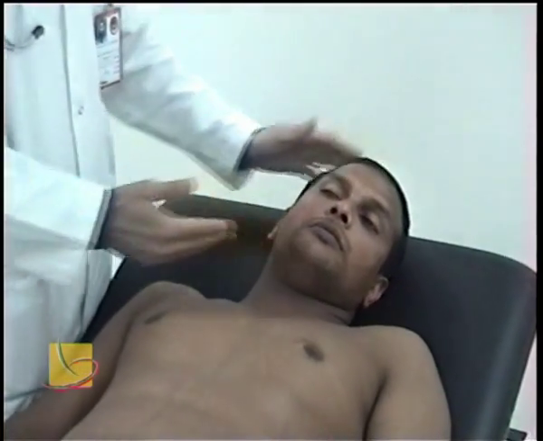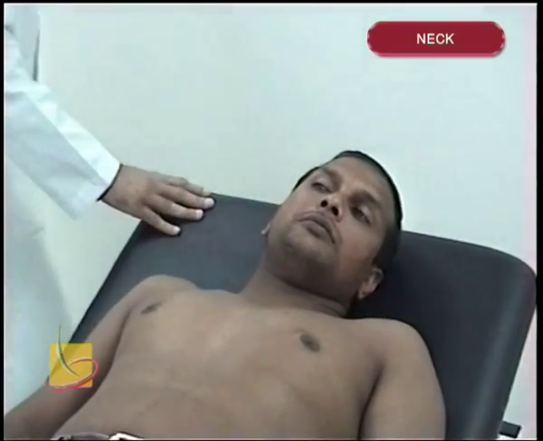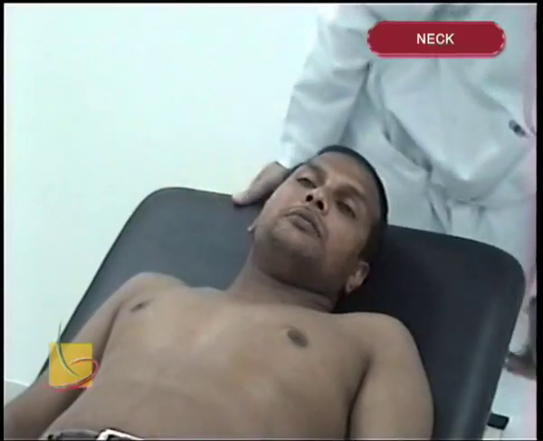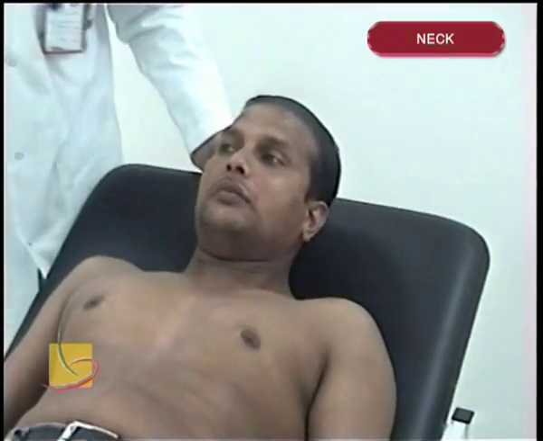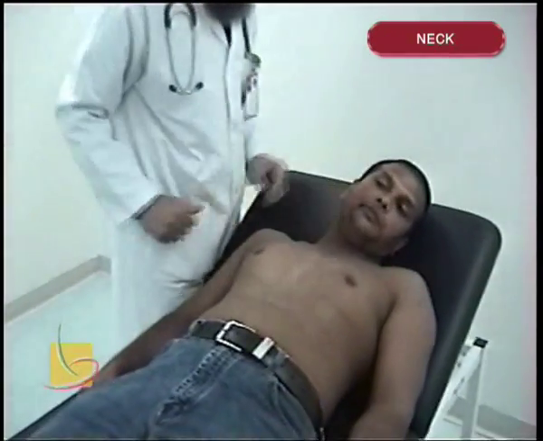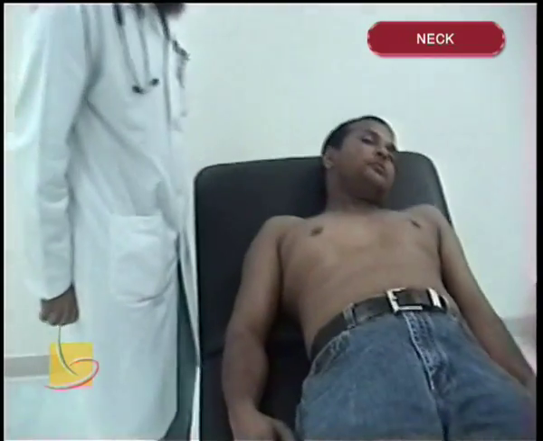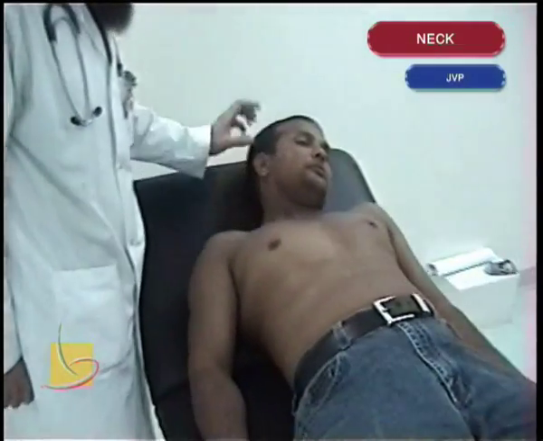And then put the patient at 45 degrees. I think this is not 45 degrees. Okay, I think you are. Yeah, like this. Okay. And 45 degrees because here we have to look carefully for any evidence of increase of the jugular venous pressure.